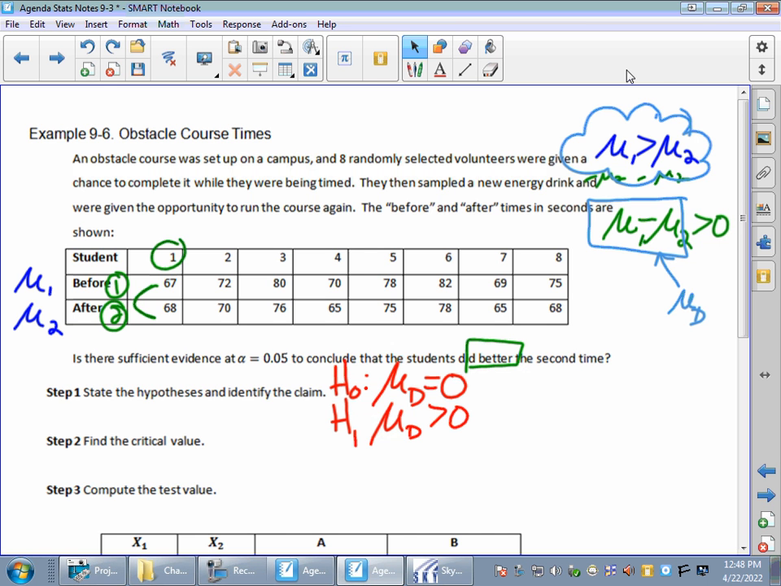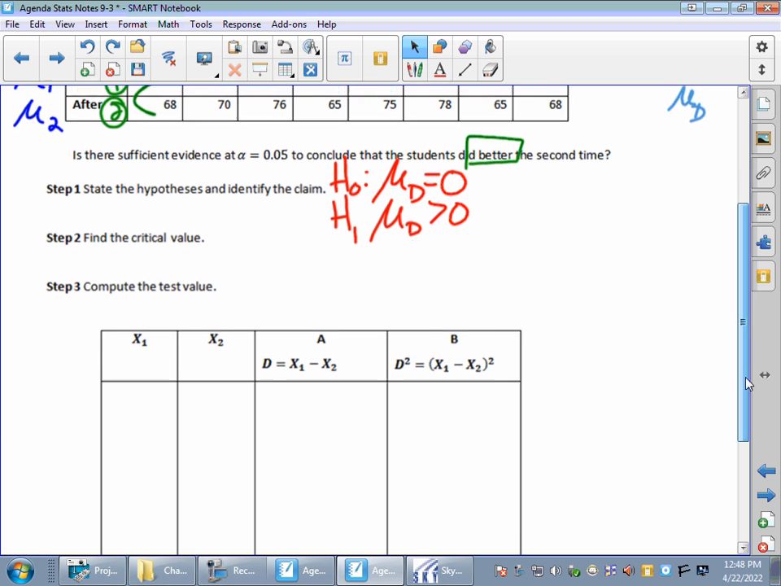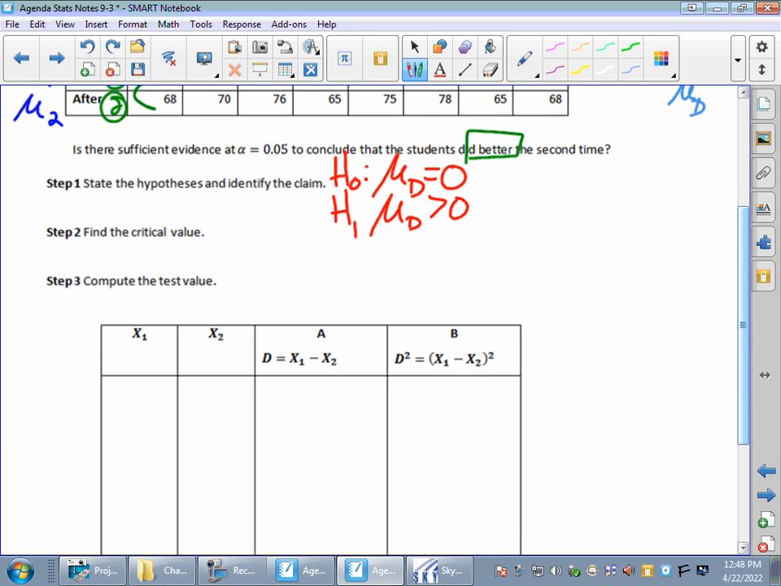Critical value, that's going to come from our T table, because it's a sample of 8 pairs of data. So I'm going to say that my critical value is just going to be a positive because it's a right-tailed test. And I think it's going to be about 1.895. Check your T table with your degrees of freedom of 7.